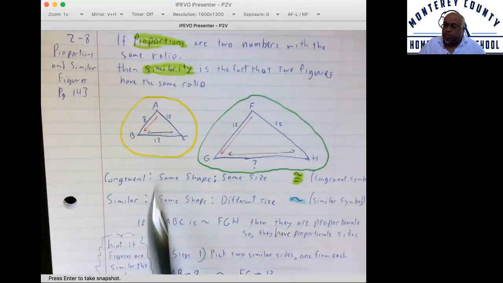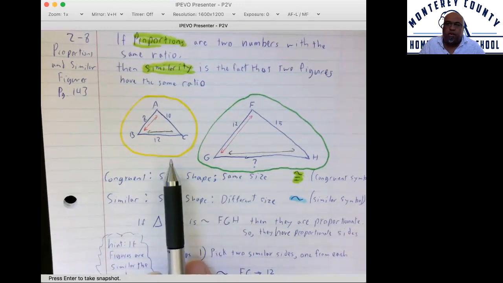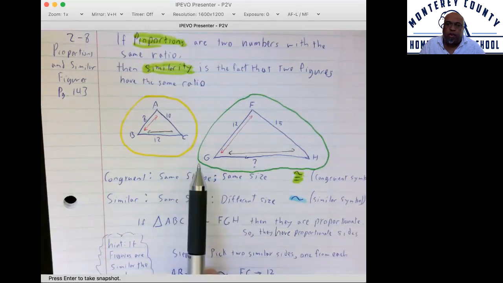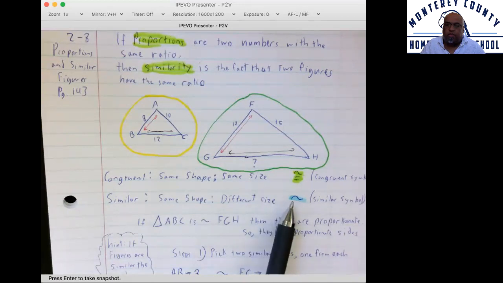I have two triangles here. These two triangles have the exact same shape, but they have different sizes. The one circled in yellow happens to be smaller, and the one circled in green happens to be larger. When they have the exact same shape but different size, we call that similar. Same shape, different size. The symbol for a similar figure looks kind of like an accent mark, but instead of equals, you would put that between two figures to say that they are similar.